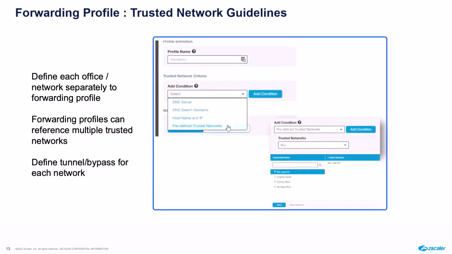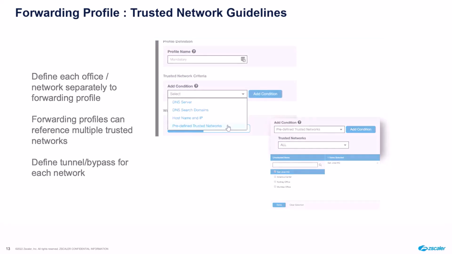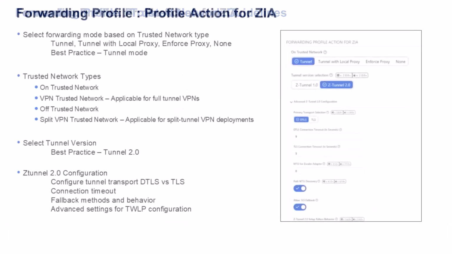Within the forwarding profile, I can select a trusted network criteria, and I select my predefined trusted networks, and I select which ones are going to apply for this forwarding profile. So within the forwarding profile, there are actions and criteria based on the conditions of the trusted network. So if I'm on a trusted network, I can make a decision whether I'm going to tunnel the traffic, use tunnel with local proxy, enforce the proxy, or do none, based on the conditions we explained previously.